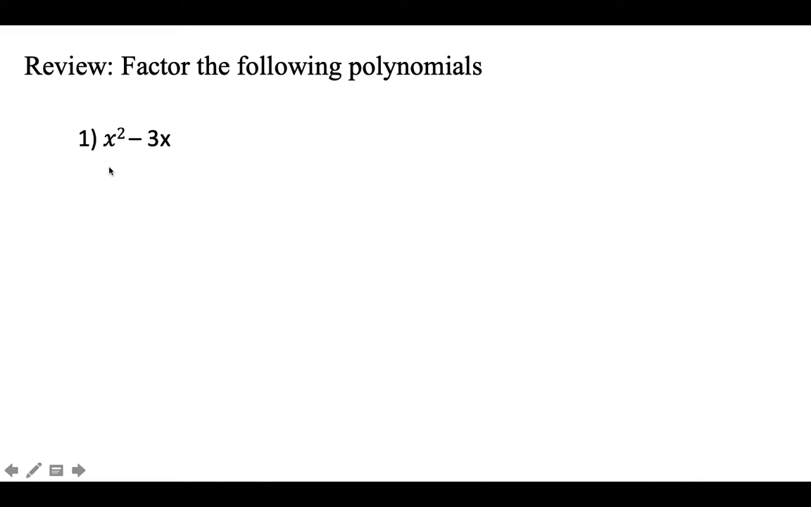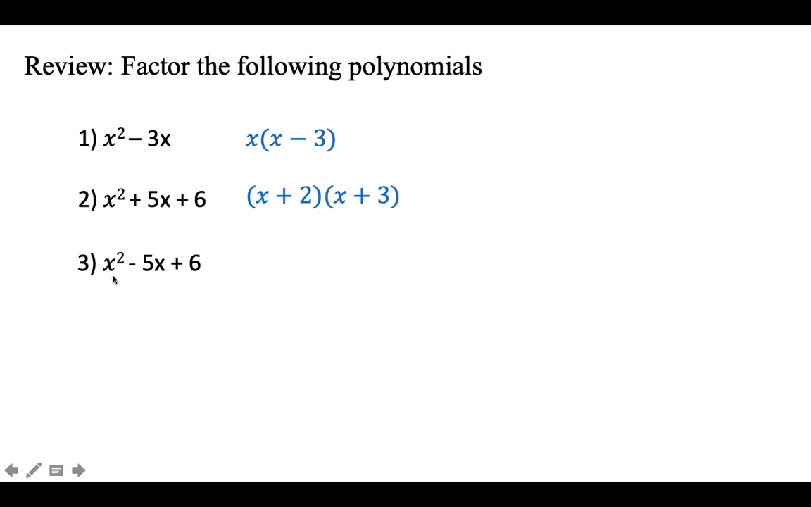So let's take this given, x squared minus 3x. Since there is a common factor in these two terms, we can use common monomial factoring. So the factors are x times quantity x minus 3. Given number 2, there is no common factor, but we can still factor this by using trial and error. So the factors are quantity x plus 2 times quantity x plus 3.